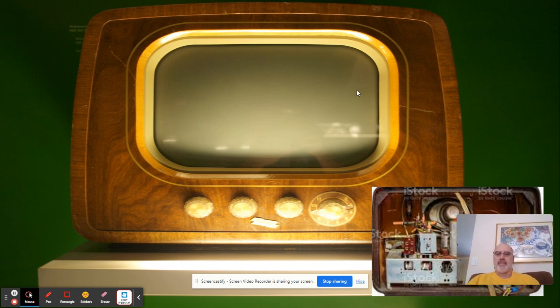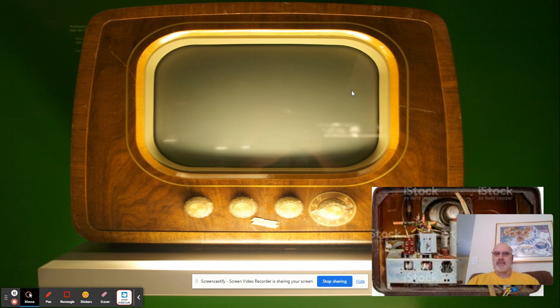To start with, this is a picture of a really old television, and on top of that, you can see what's inside. So it's actually what's inside of a really old radio. It's kind of the same idea.